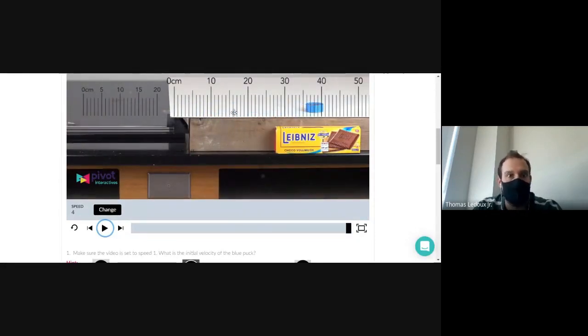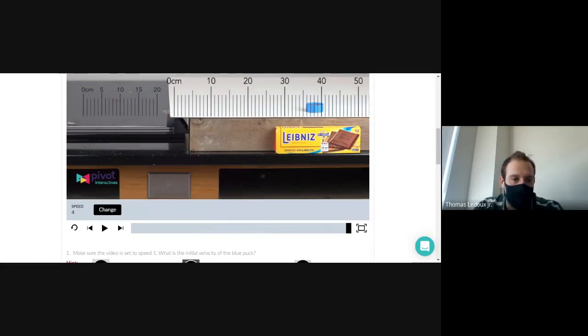Right? So we're changing variables. We're changing the initial velocity of the puck, and we're changing how far it slides. So our students are going to do a little investigation, and what they're going to do is walk through this experiment to determine what the coefficient of kinetic friction is.